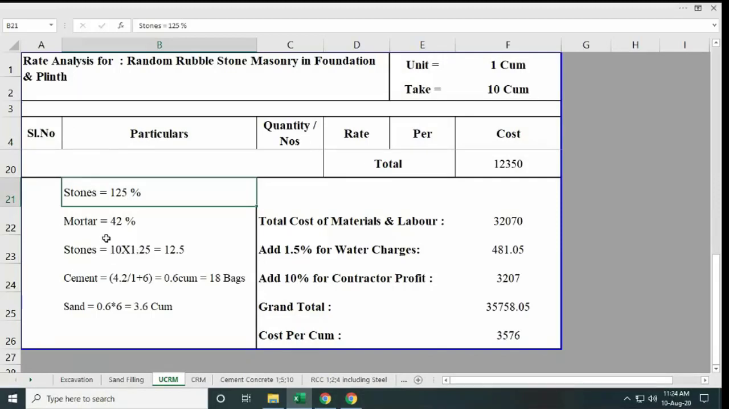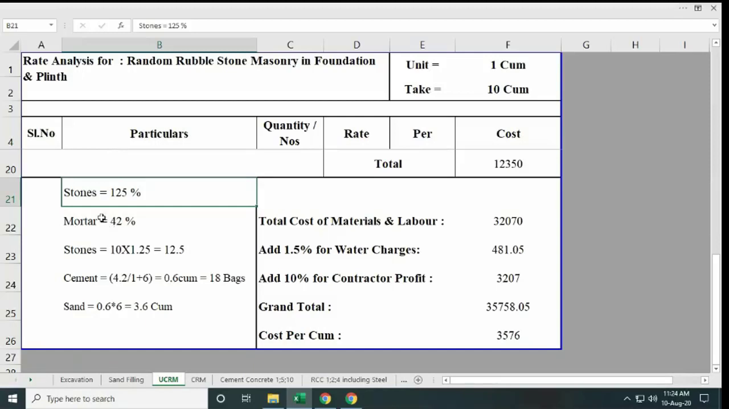That means 1 is 100%, and 0.25 means 25% extra. Therefore, we multiplied by 1.25. 1.25 multiplied by 10 is 12.5. So 25% of 10 means how much? 2.5 cubic meters. 10 plus 2.5 is 12.5 cubic meters. So if you want to do work of 10 cubic meters, you require 12.5 cubic meters of stones.